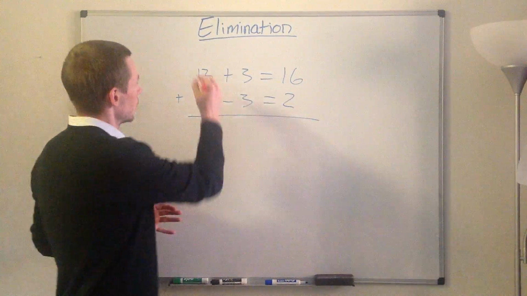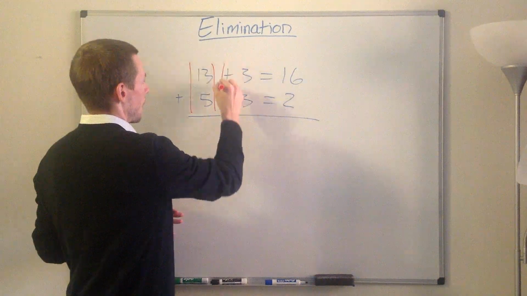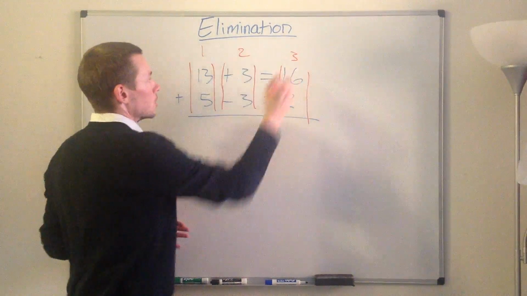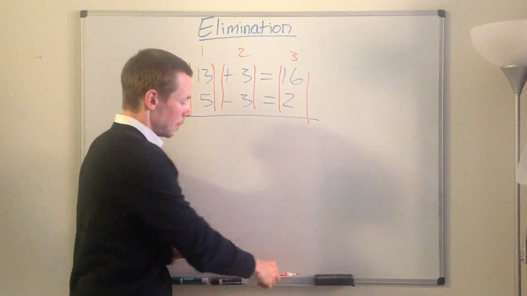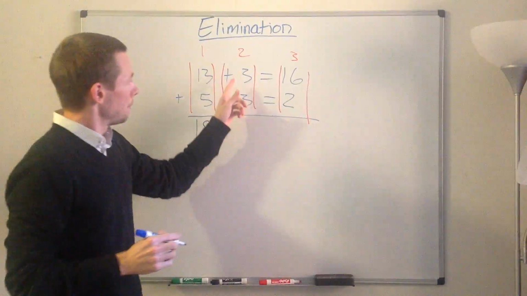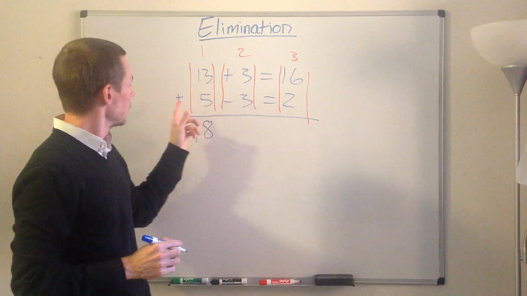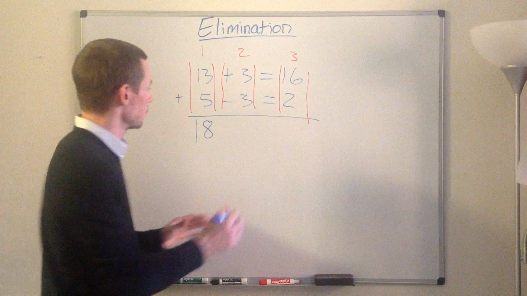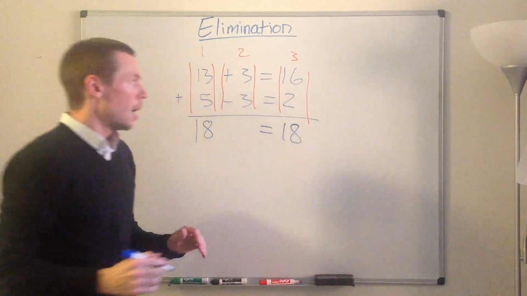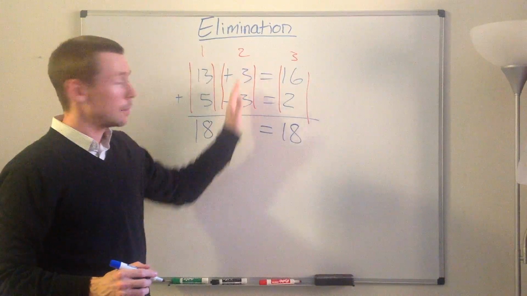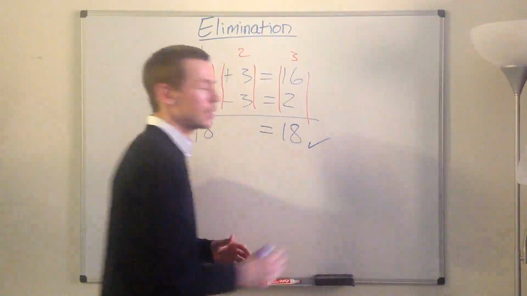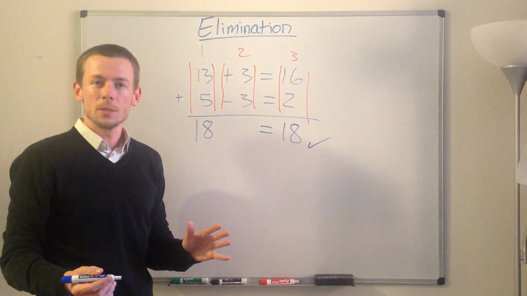So let me show you what I mean. I have three columns here, column 1, 2, and 3. I'm going to add them vertically. 13 plus 5 equals 18. Plus 3, so a positive 3 plus a negative 3 make 0. So there's nothing here. And then 16 plus 2 equals 18. The numbers changed. Something got eliminated right here, but did the equality stay the same? Did it maintain? Yes, it did. It's still equal when I add the columns in that fashion.